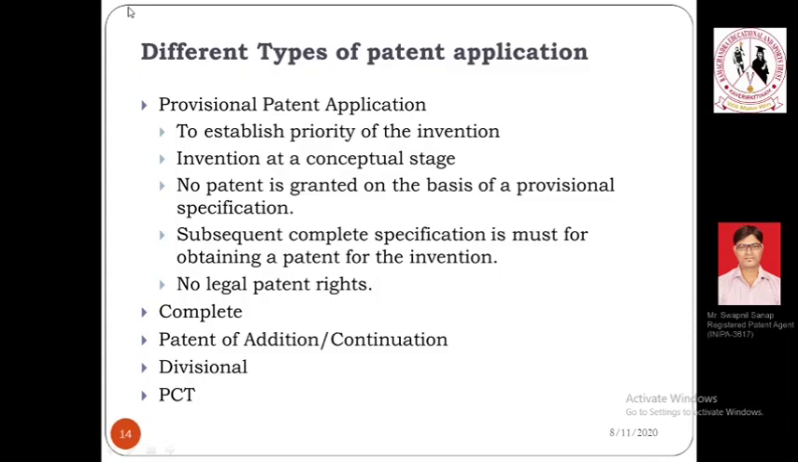These three are the simplest forms of patent applications that you see in the globe today. So provisional application, complete application, and then what? And then you have patent of addition. Divisional application is another type of application. So now let us take an example, okay?